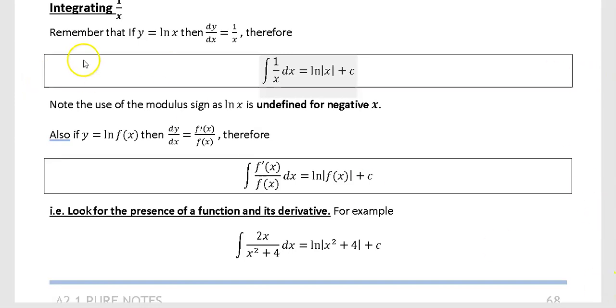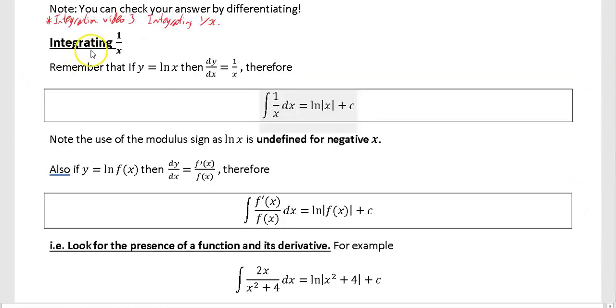In this video, we're going to look at integrating 1 over x. So if we integrate 1 over x, we're going to look at it as a reverse process of differentiation. We remember from differentiation, if you differentiate y is equal to ln of x, you get dy by dx is equal to 1 over x. Therefore, if you reverse that and you integrate 1 over x, you will get ln of x.